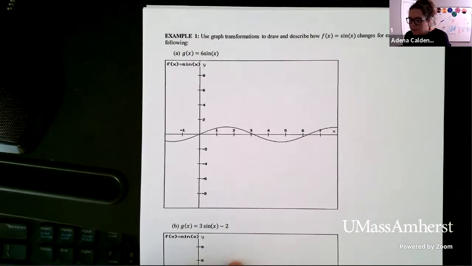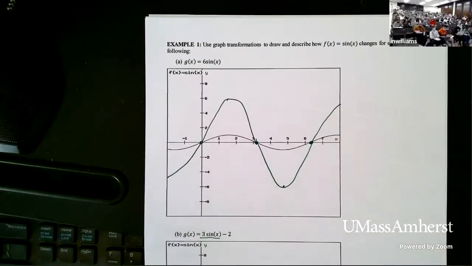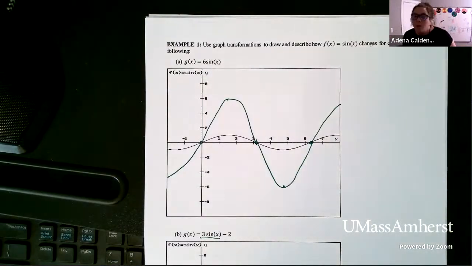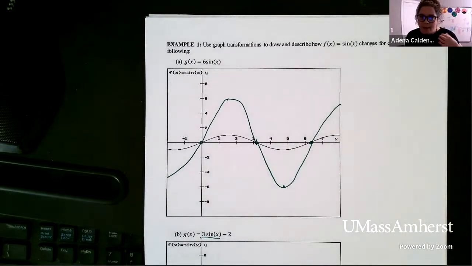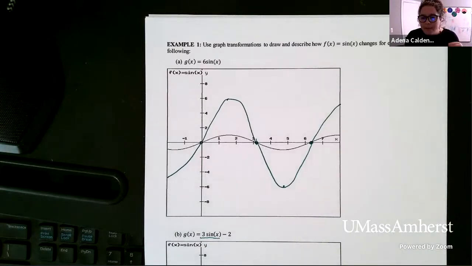All right, so let's start with 6 sine x. So as a reminder, when we multiply a function by a number, it stretches it or shrinks it depending on what that number is. If the number is bigger than 1, we're going to stretch it, which is what we have here. So that means that we're multiplying every single y value by 6.